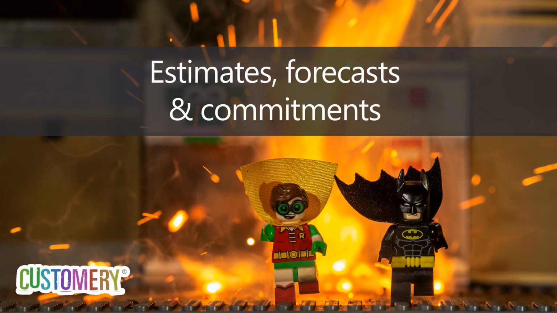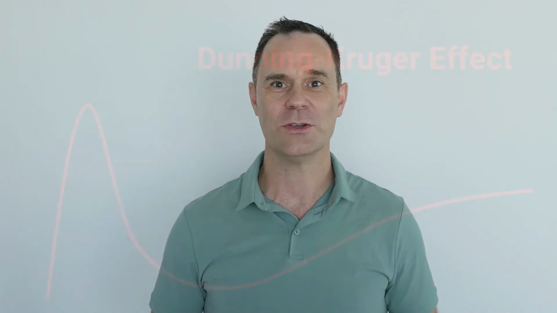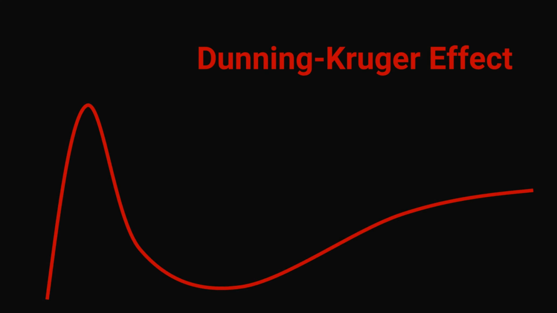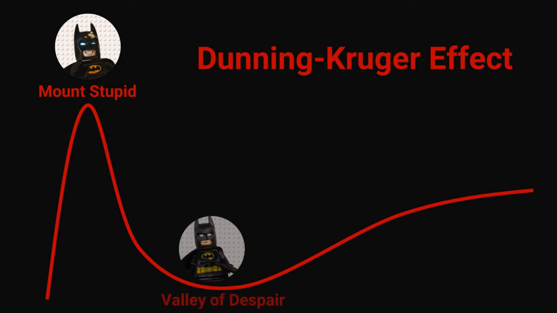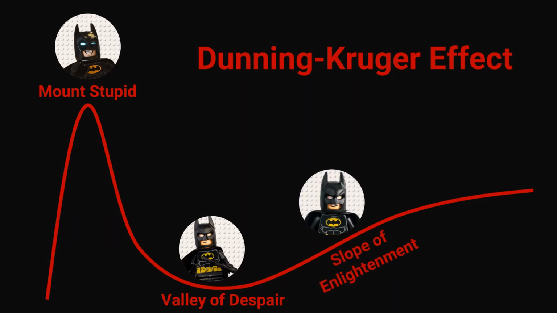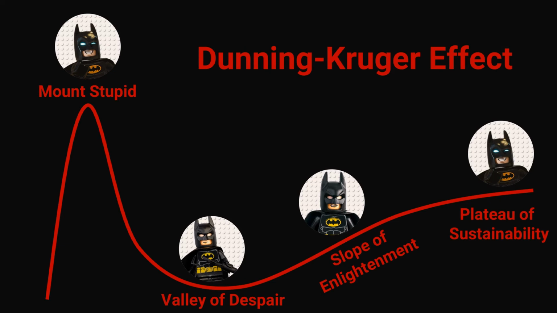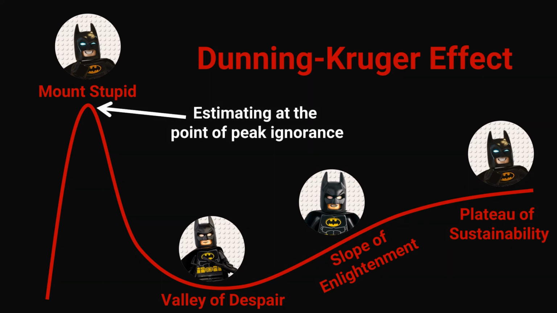Estimates, forecasts, and commitments. Estimates are different from forecasts and commitments. We usually get asked to produce estimates at the start of a project or before the project even starts. At this point, we know the least about the business goals and the requirements. We don't know for sure what technical solutions we'll be using to meet those requirements. We might not even know who will be on our team. I call this the point of peak ignorance. If we estimate at this point, it's just a guess.